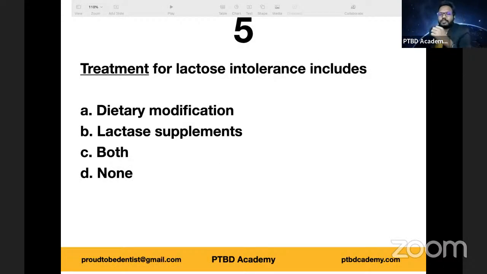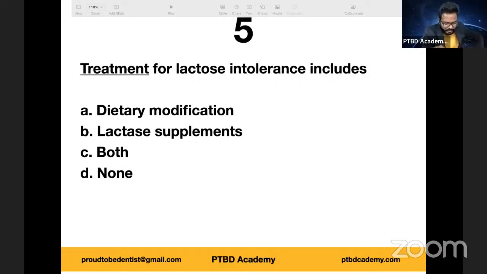Final question. What do you think we should do? Treatment for lactose intolerance includes dietary modification, lactase supplements, both of the above, none of the above. Obviously, lactose containing products are responsible for these symptoms, even severe symptoms in particular susceptible individuals. So do you think we should ask such patients to reduce intake of lactose containing milk or dairy products or stop them altogether? Or would you suggest any lactase enzyme supplements, which are available in the form of tablets or drops? Which one do you think is more appropriate answer?